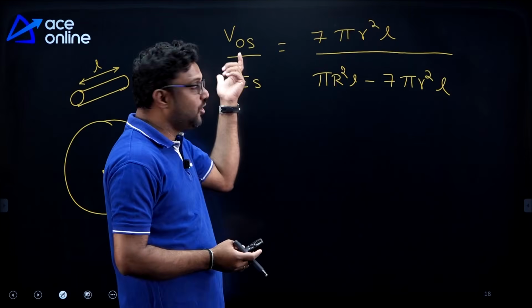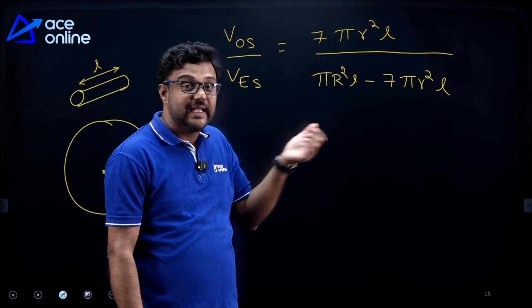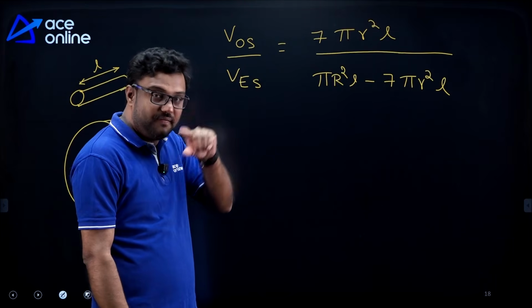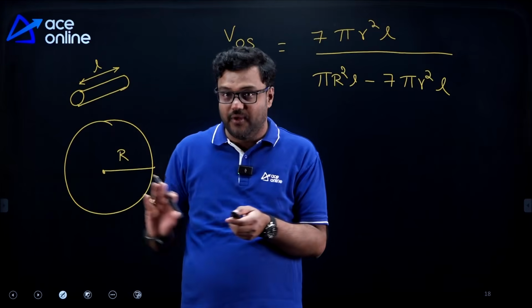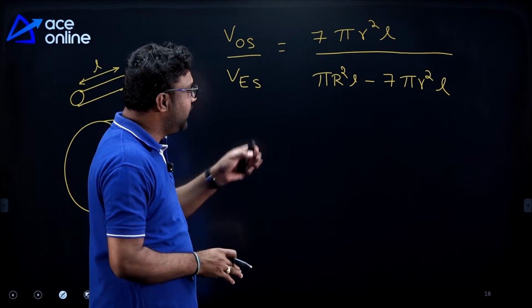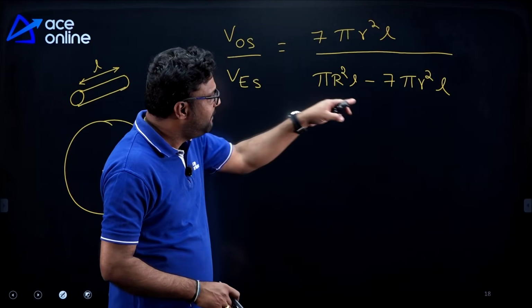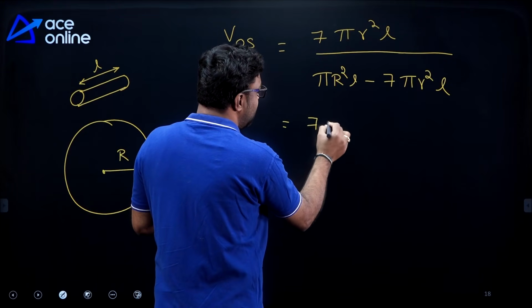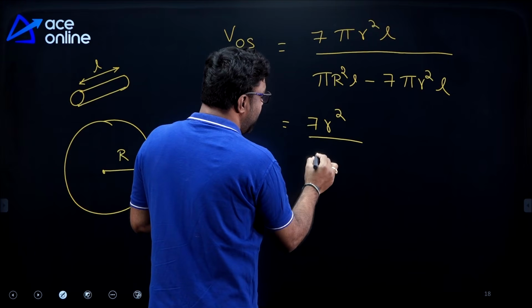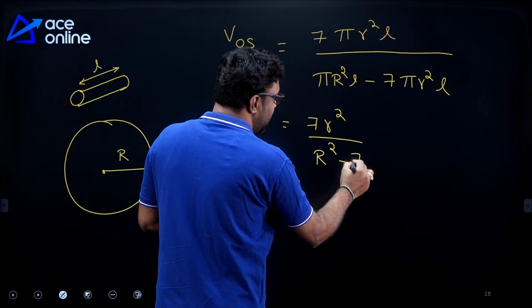Okay, see, from the total, if we remove the occupied space, the empty space volume will be obtained. From the total, you have to see this in 3-dimensional. They've given only the front view and top view, we can say. We have to imagine it in 3-dimensional. Pi L is common in everything, so we can remove all. It's simply 7 r square divided by capital R square minus 7 r square.